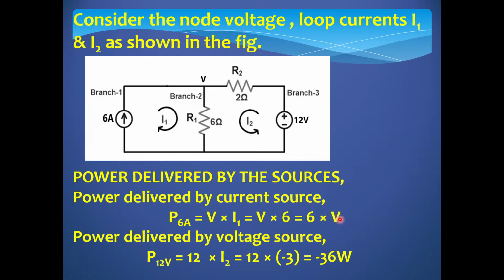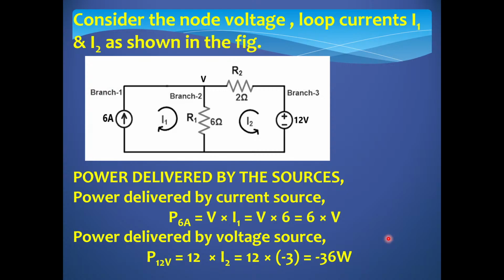Okay. So here we don't know the V value, node voltage, and even in the question, what did they ask? They have asked us to determine the voltage across the 6 amperes current source. So we don't know that, we will determine that. So this is the power delivered by the current source, this is the power delivered by the voltage source.